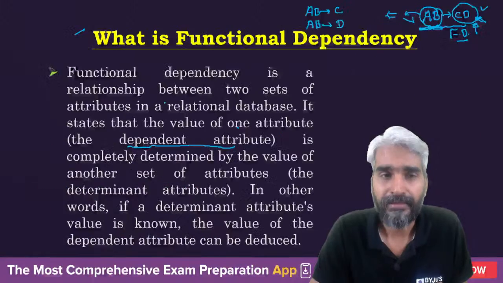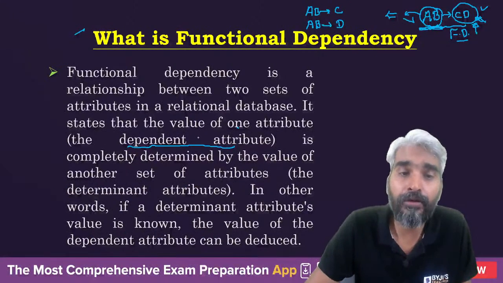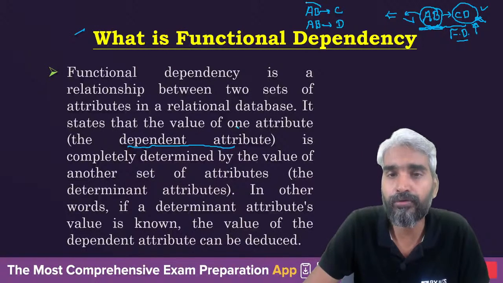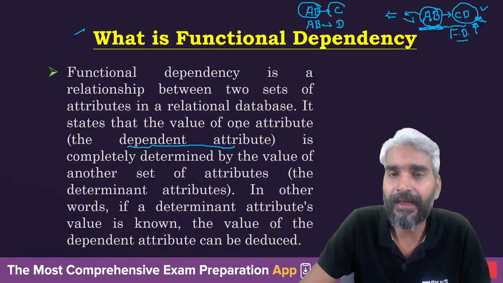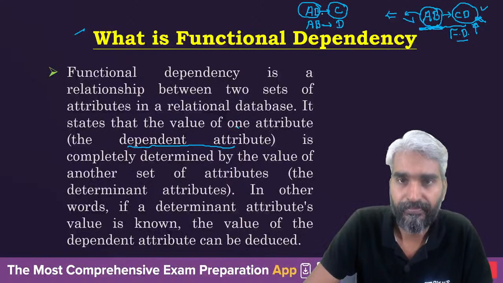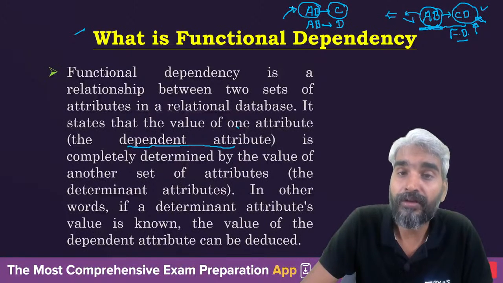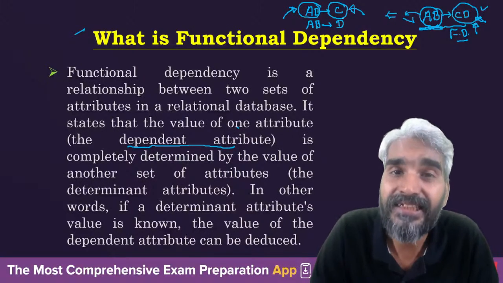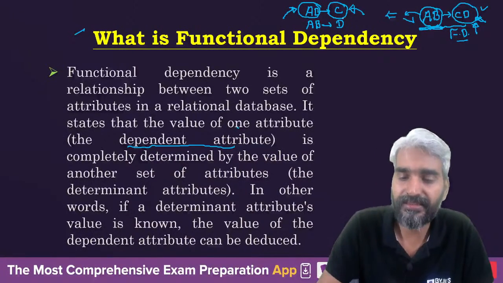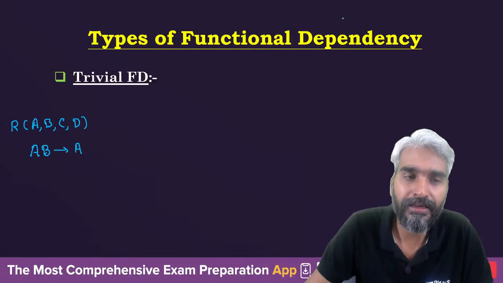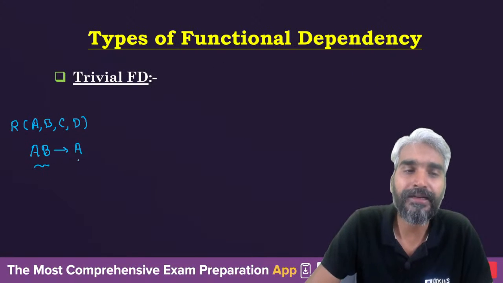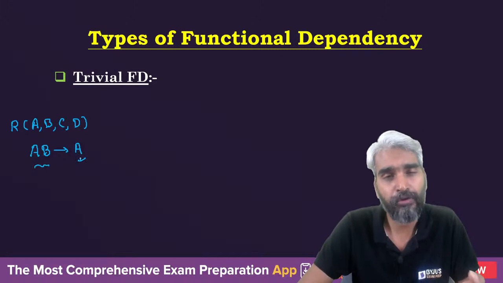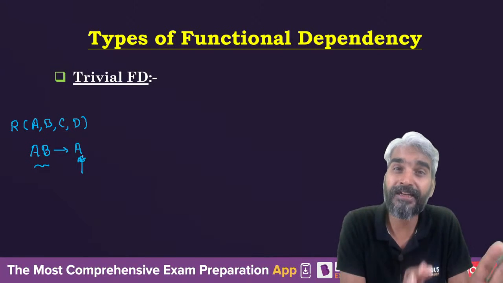So what does it mean? What did we say? If we know the values of the determinant, then we can tell about the values of the dependent. So if we know the values of AB, then we can definitely tell about the values of C. Then AB implies C exists. Now, look at this particular situation. If you know about AB, then you can tell me about A. You already know about A as well as about B, so you can definitely tell me about A. Therefore, this dependency will definitely exist.